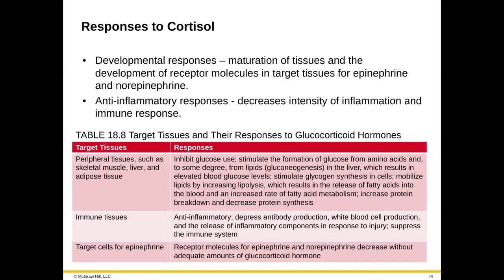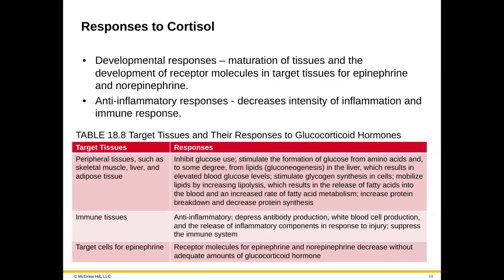So looking at the different responses of cortisol, developmental responses, this is going to help in the maturation of tissues, development of different receptor molecules within the plasma membrane, and it's a place for epinephrine and norepinephrine to target those individual receptors.